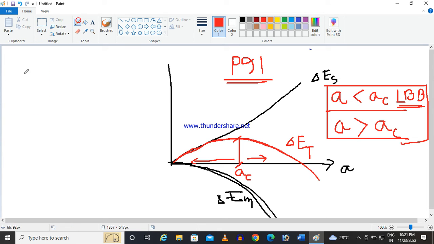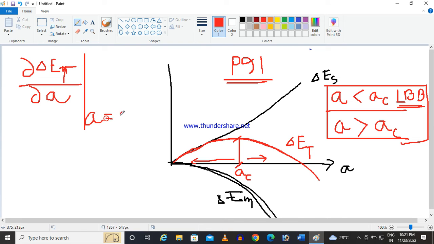If we differentiate any function at its maxima or minima or extrema, that should be 0. So del ET by del A, with respect to the crack length, at A equal to AC. I am defining that particular crack length as the critical crack length. That should be 0 because it's an extrema.